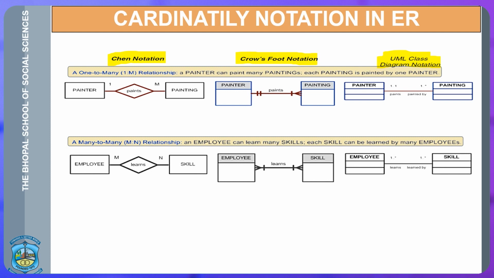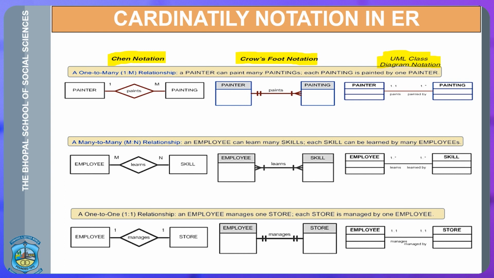To represent a many to many relationship, for example, an employee can have many skills. In a normal ER diagram or Chen notation, we have an employee, we have a skill, and they are linked together by a relationship called learns. Here many employees can have many skills, so it is a many to many relationship. In Crowfoot notation, both ends should have a Crowfoot, and in a UML class diagram it is represented like this. Then we have one to one association, in which one employee manages one store. So, the association is 1 to 1. Using Crowfoot notation we have this notation, and for UML class diagram notation we use this representation.